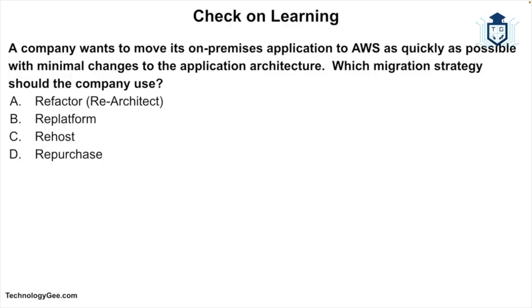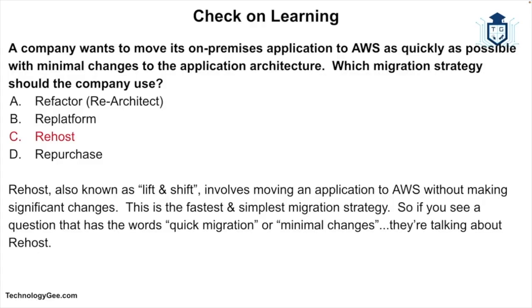So our first question is, a company wants to move its on-premises applications to AWS as quickly as possible with minimal changes to the application architecture. Which migration strategy should the company use? Should it be refactoring, replatforming, rehosting, or repurchasing?